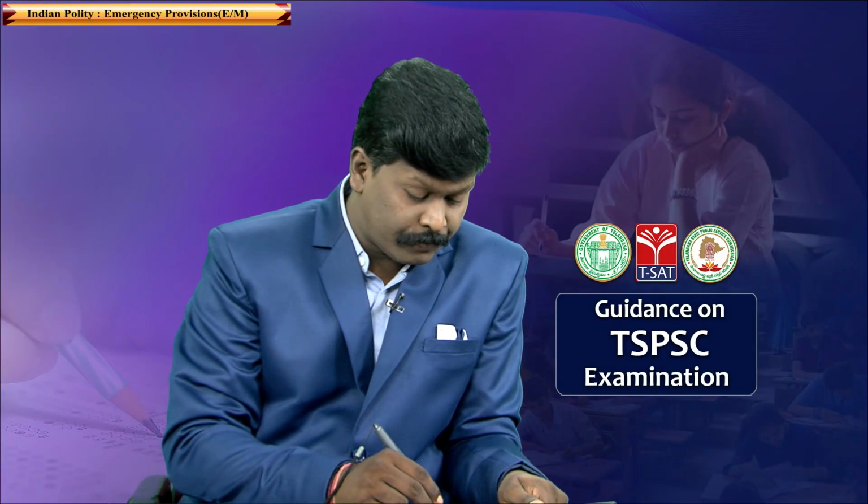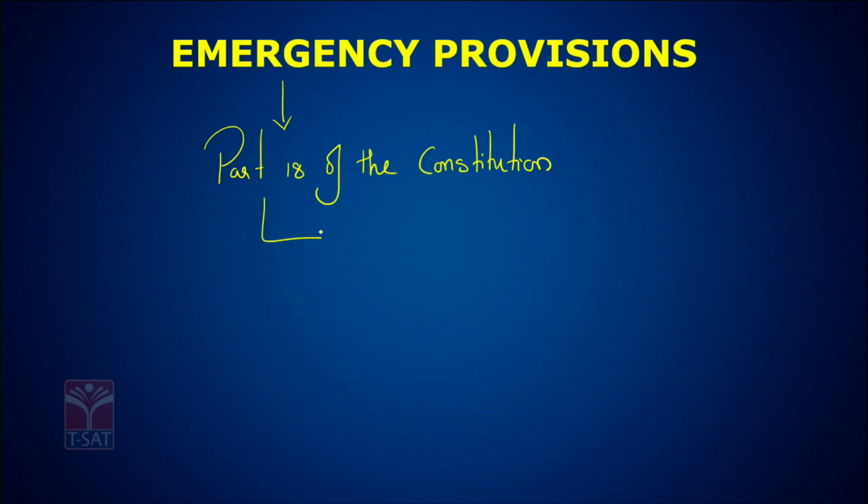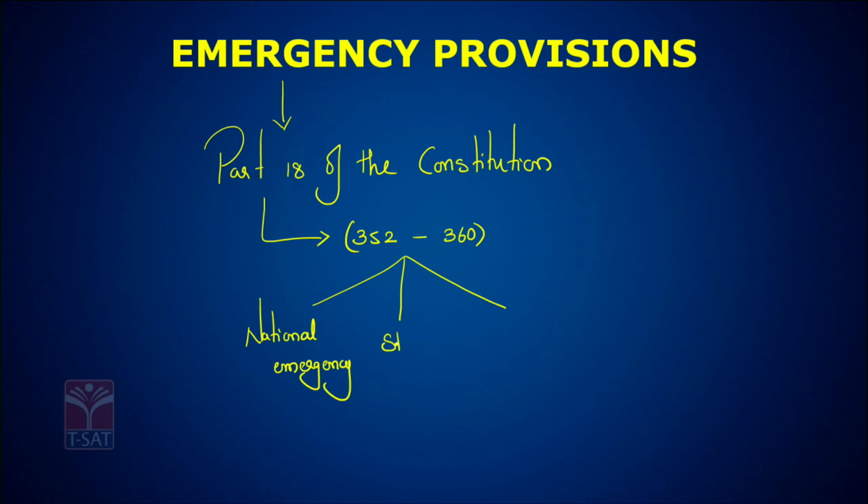Emergency provisions are discussed in Part 18 of the Constitution. Part 18 discusses three types of emergencies from Article 352 to 360. So there are three types of emergencies discussed in Part 18 of the Constitution. The first one being the national emergency. The second one being the state emergency.